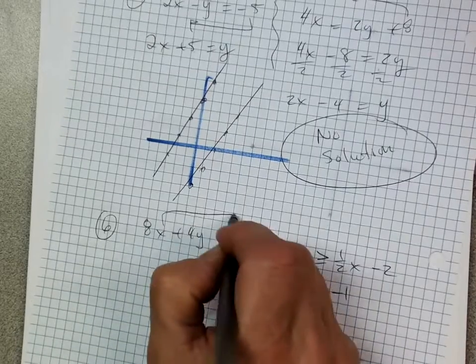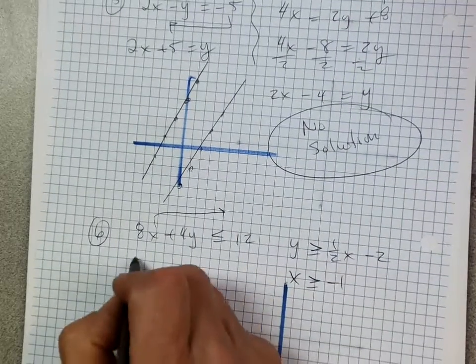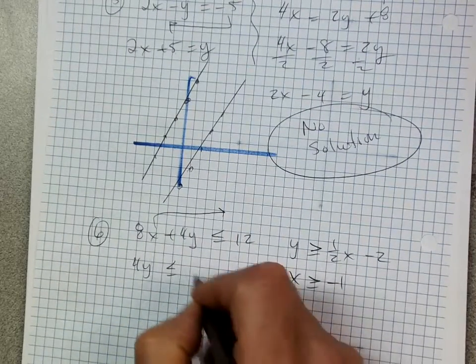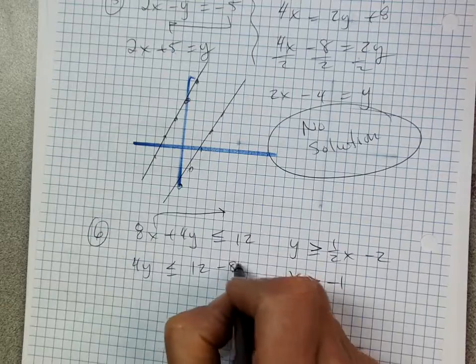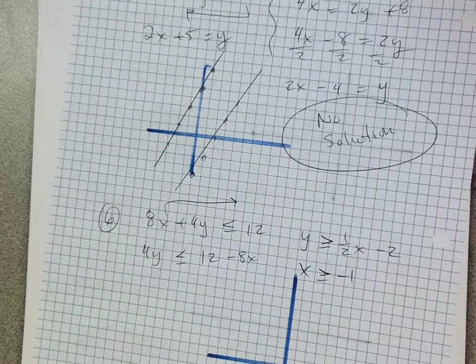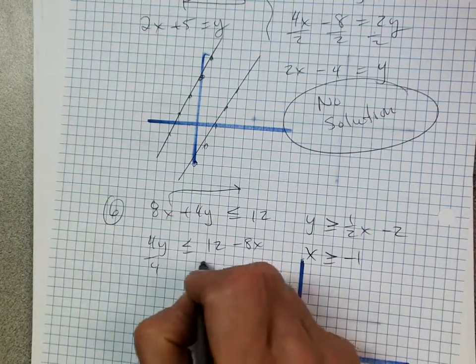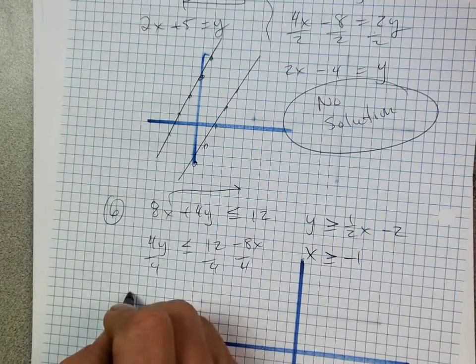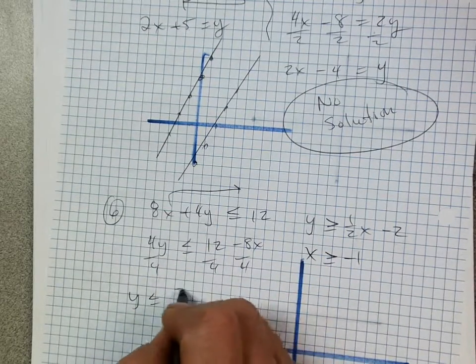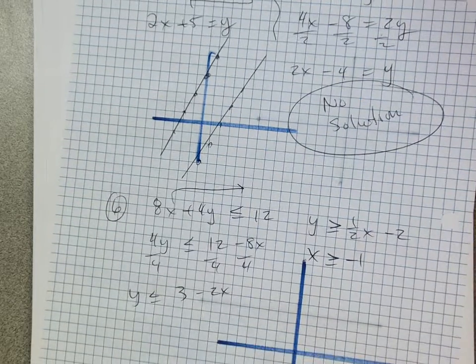Let's bring over the 8x first. There we go. 4y is less than or equal to 12 minus 8x. Now what do you want to do? Let's divide by 4, divide by 4, divide by 4. y is less than or equal to 3 minus 2x. Okay, I can graph that.